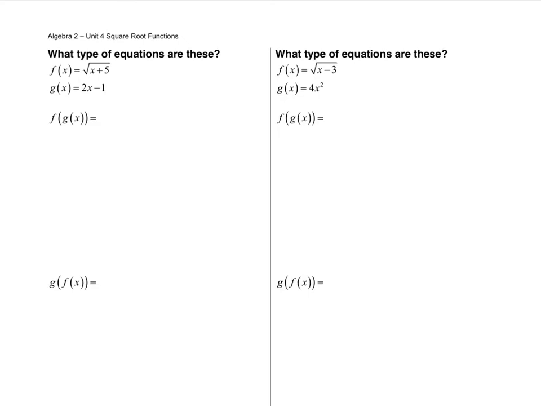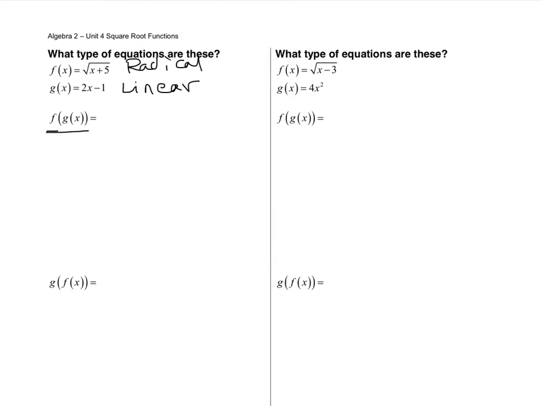Now, what type of equations are these? Every time you have a radical, it would be a radical function. So this is a radical, and this is a linear. Don't get frustrated if it's a radical function, it's the same concept.